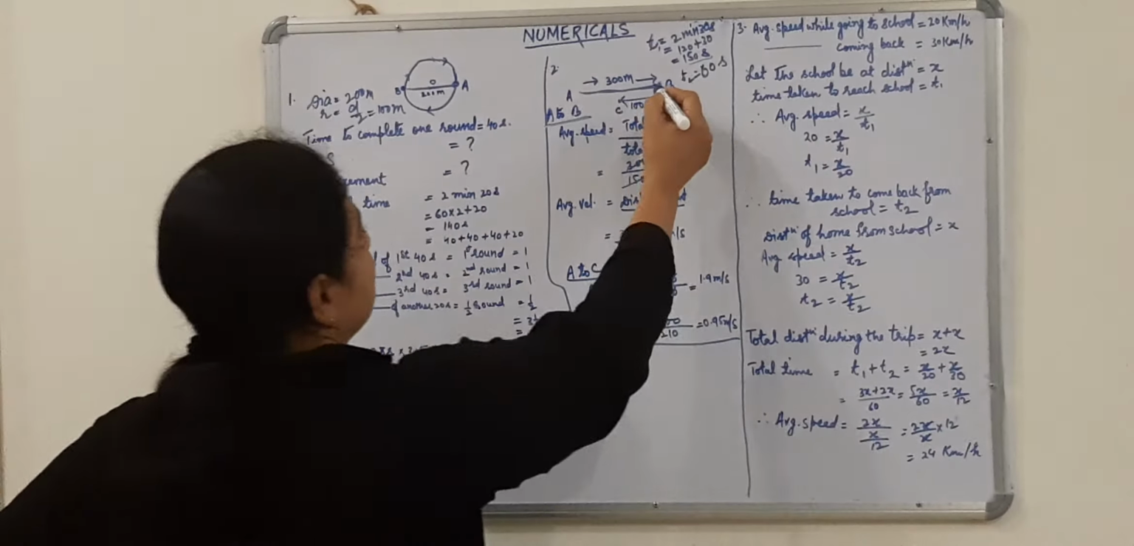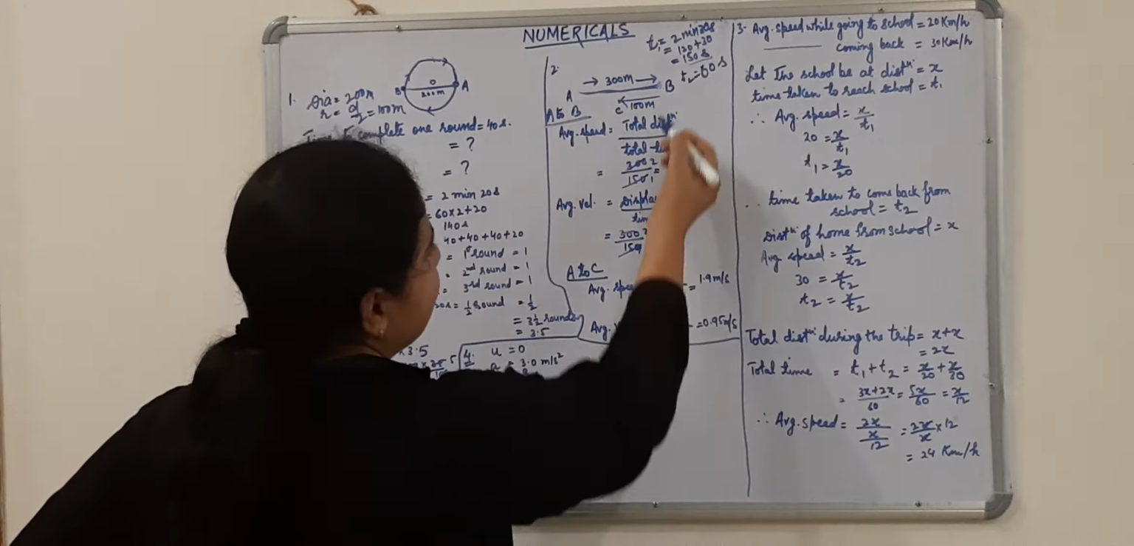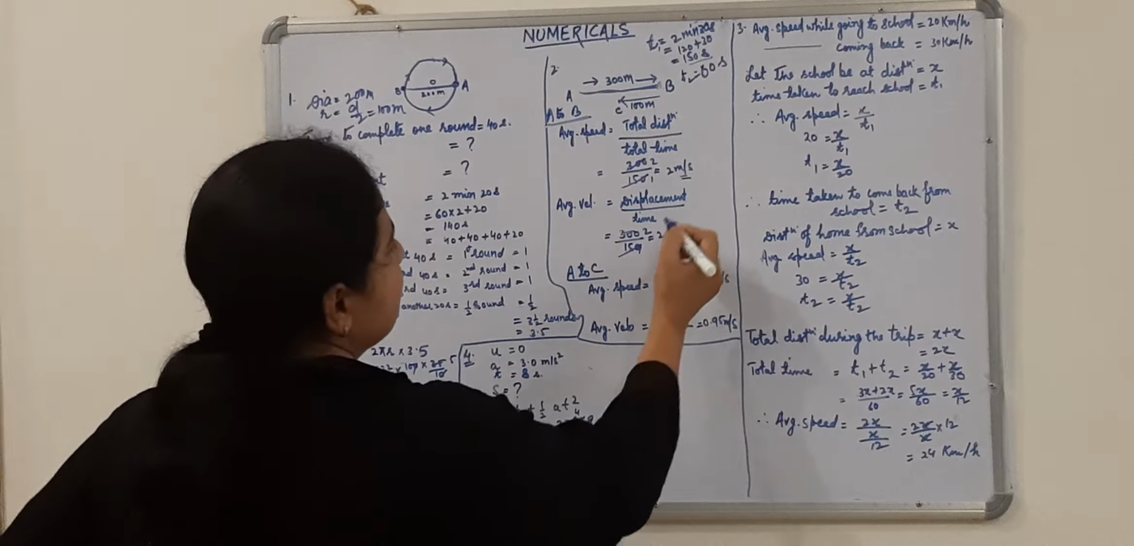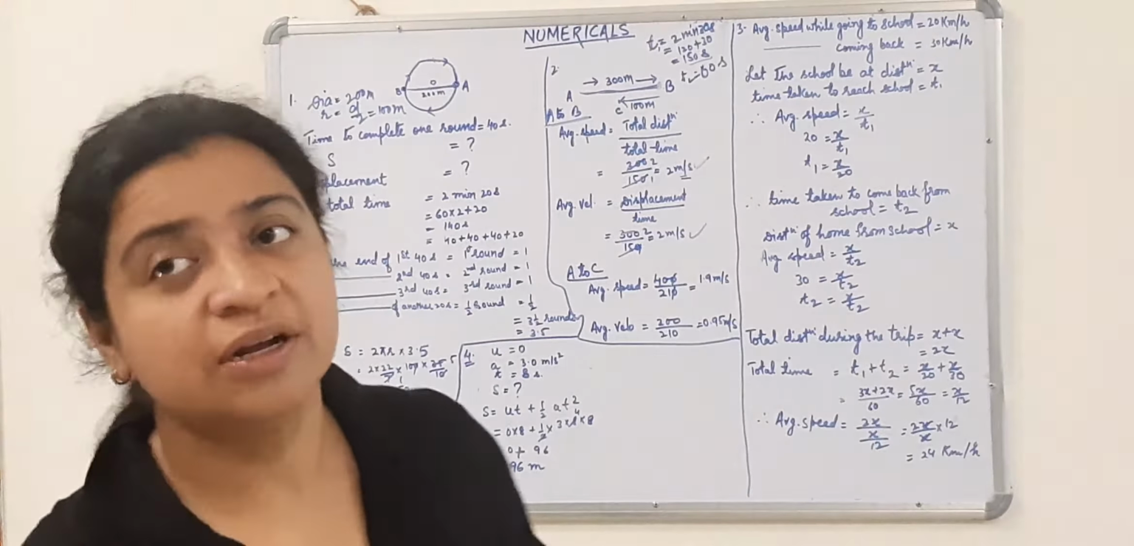In this case, the initial and final distance is the same, that is 300. Time taken is again the same, that is 150. In this case, average speed and average velocity are the same, that is 2 meters per second.